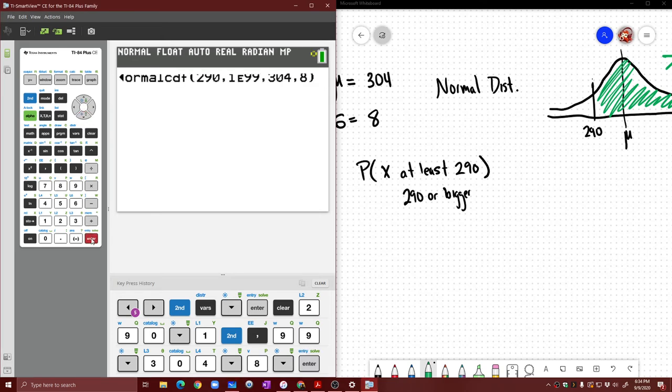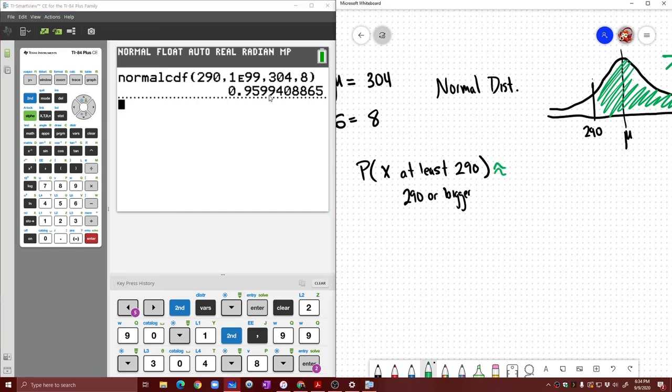So I go and I paste, and my answer is 0.9599. So I'm just going to round that off to approximately 0.960. Okay, so we can leave our answer like that, or if you want to change it to a percentage, that's fine. So this would be approximately 96%. So approximately 96% of the shots that Tiger Woods takes would be at least 290 yards.